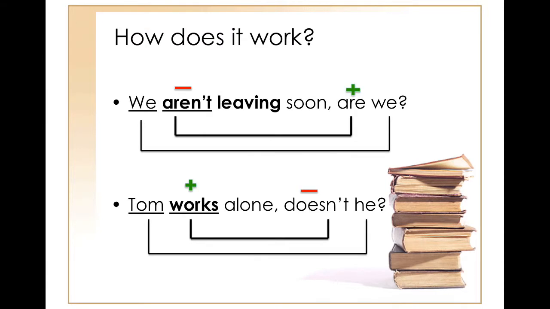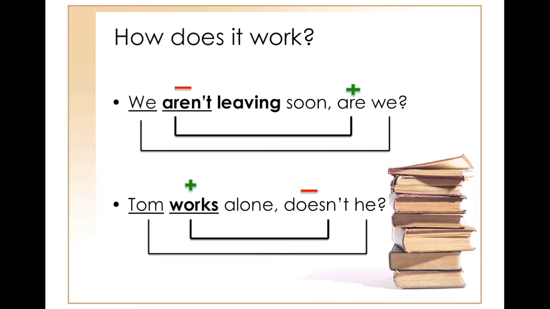Now how does this work? If you look at the sentence, we aren't leaving soon, are we? You can see that I underlined we, because we is the subject, so has to be in the question tag again. Aren't leaving is bold, because those are all my verbs I have in the sentence, but I only need one verb for my question tag. For the question tag, we are using aren't. This because aren't takes the form of an auxiliary in the sentence, and an auxiliary is een hulpwerkwoord. As you can see, aren't has the negative form here, but becomes positive in the question tag.